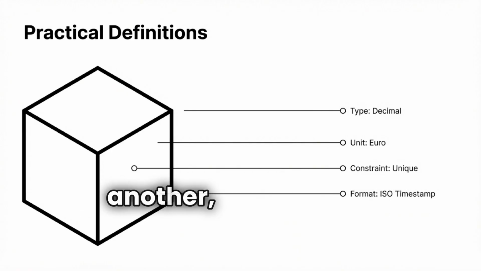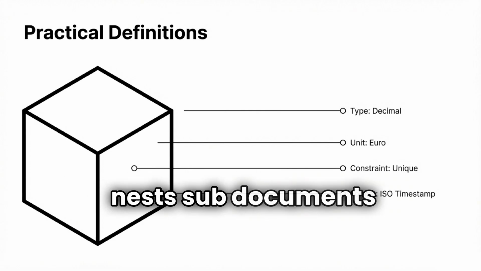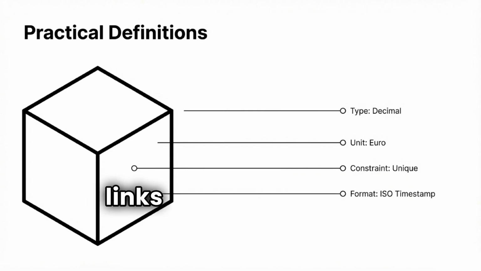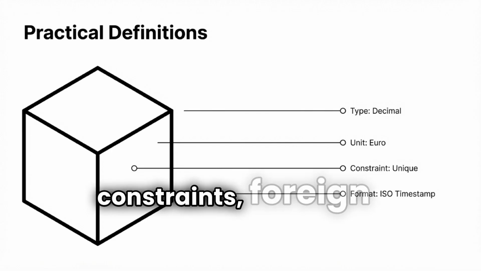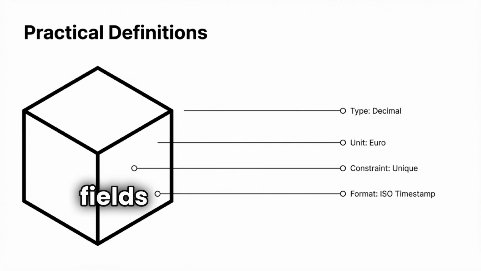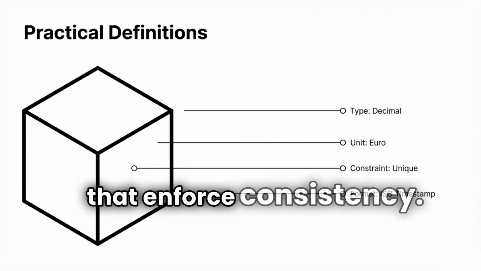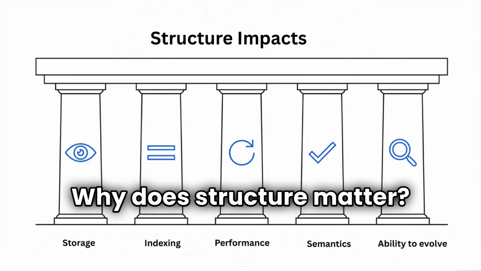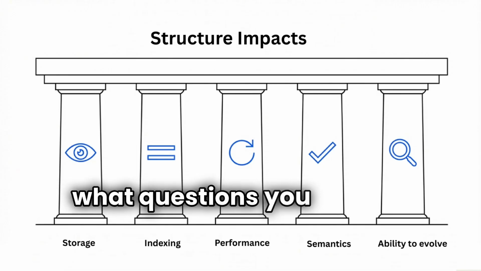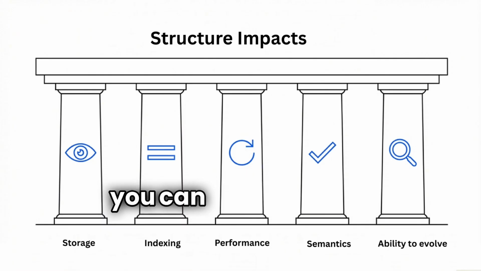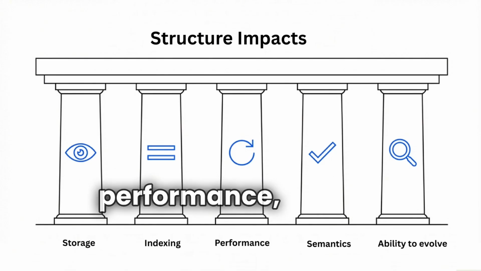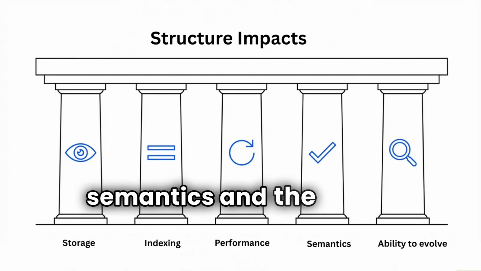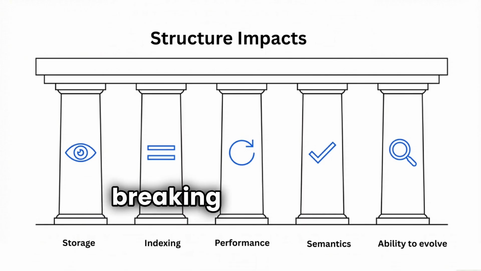One table references another, a document nests sub-documents, or a graph expresses links between entities. Structure also includes rules: uniqueness constraints, foreign key relationships, required fields, and validation logic that enforce consistency. Why does structure matter? Because structure determines what questions you can ask of data, how efficiently you can answer them, and how reliably those answers reflect reality. Structure impacts storage, indexing, query performance, update semantics, and the ability to evolve systems without breaking consumers.